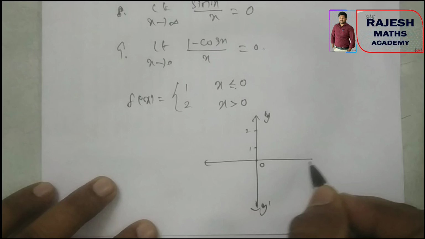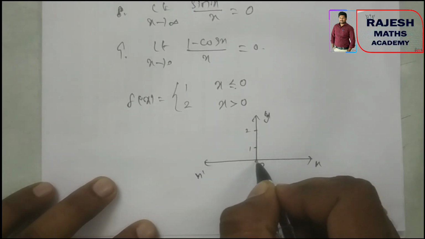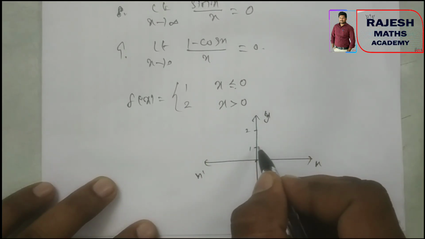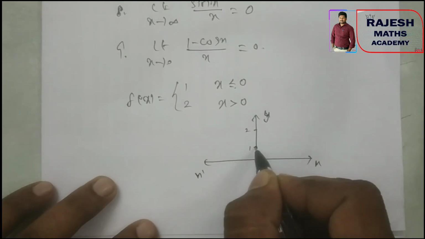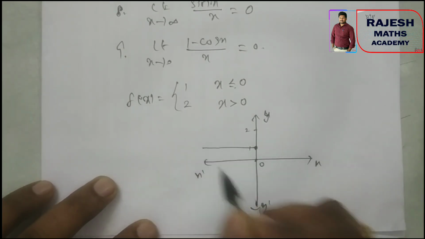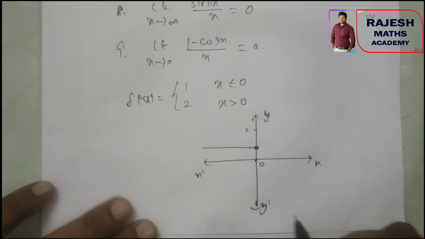Y dash, x dash, now it is origin. So x is less than or equal to 0. So x less than or equal to 0 means all the values will take it as 1. So we have to draw a straight line on the left side. So this 0 is also covered, so I am making a dark circle.